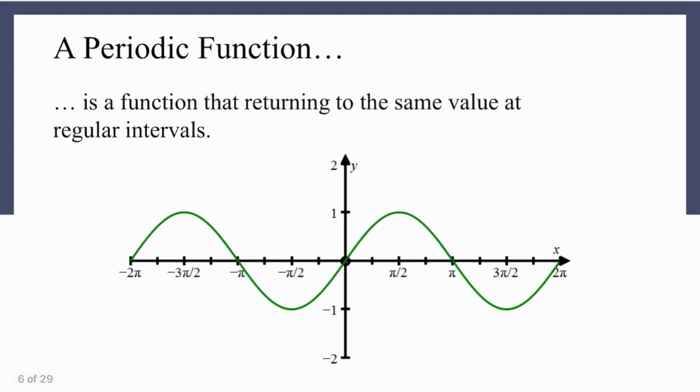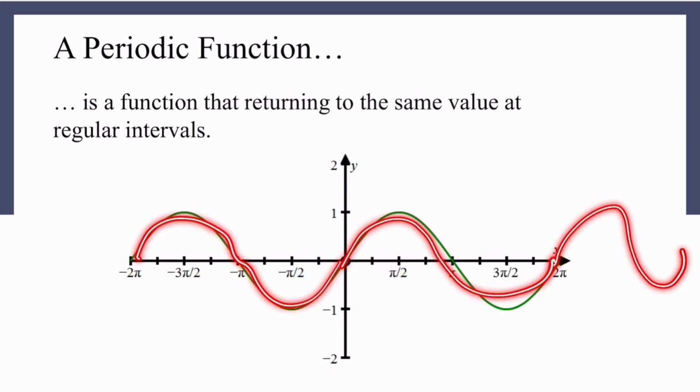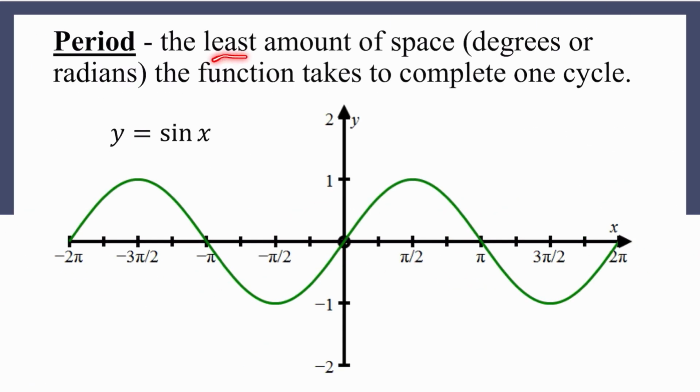Okay? This is what's known as a periodic function. All of our trig functions are periodic functions, which is a function that returns the same value at regular intervals. So returning back to 0, and then it starts over again, and so on. So the period is the least amount of space in degrees or radians the function takes to complete one cycle.